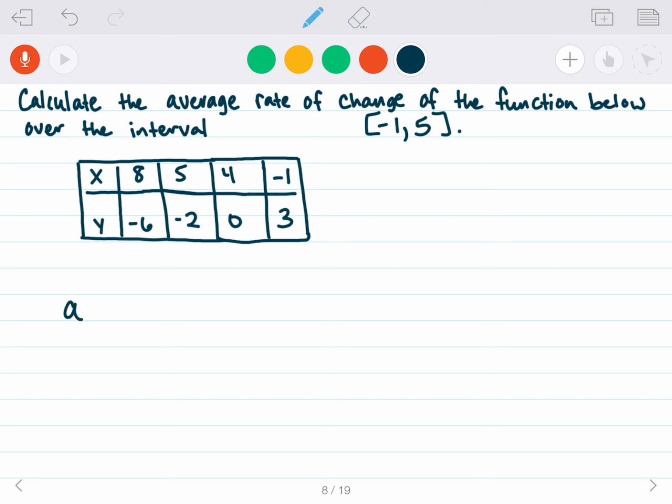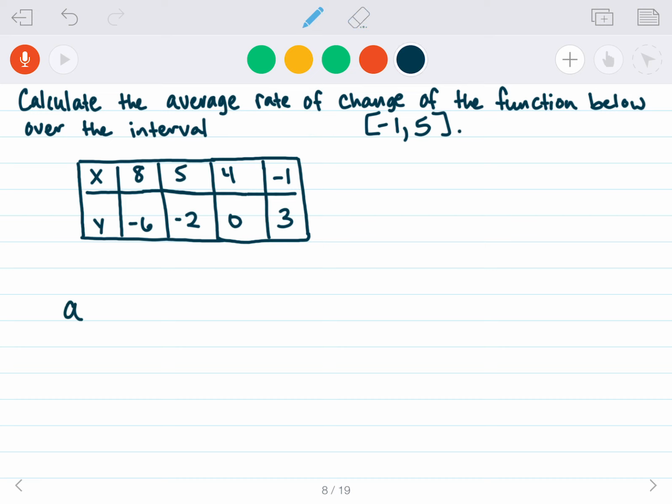All right, let's try this one. We're going to calculate the average rate of change of this function from a equals 1 to b equals 5. So we're thinking of that as our inputs, between the input of 1 and 5. So here a equals 1 and b equals 5, starting and ending.